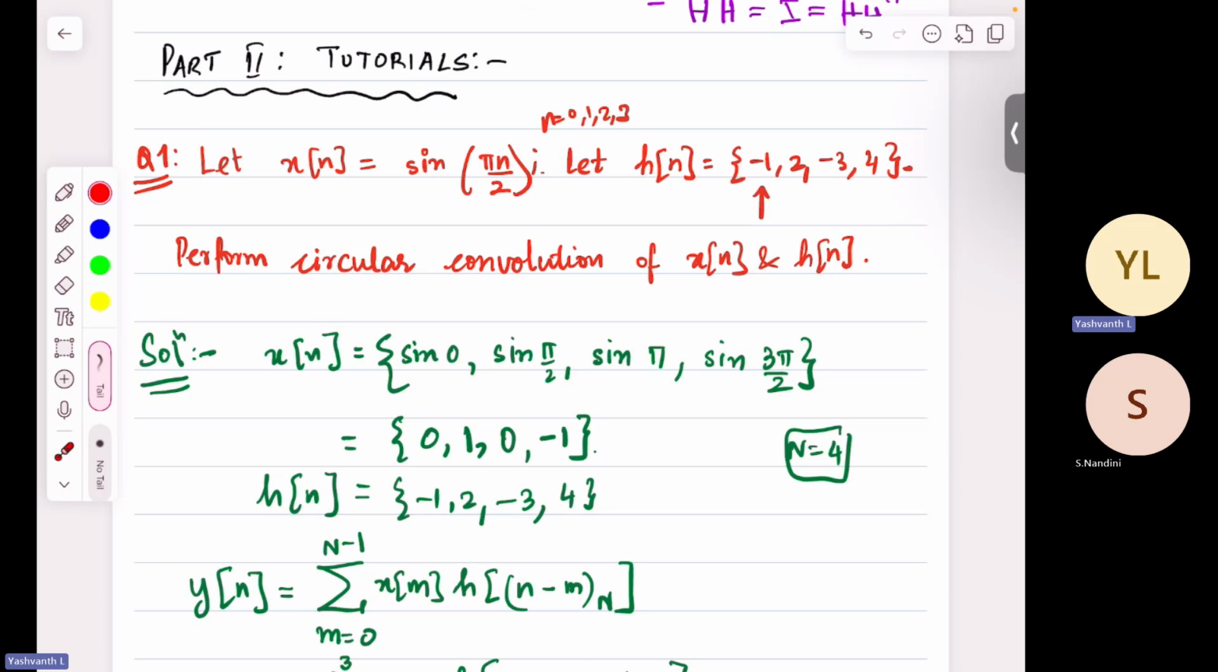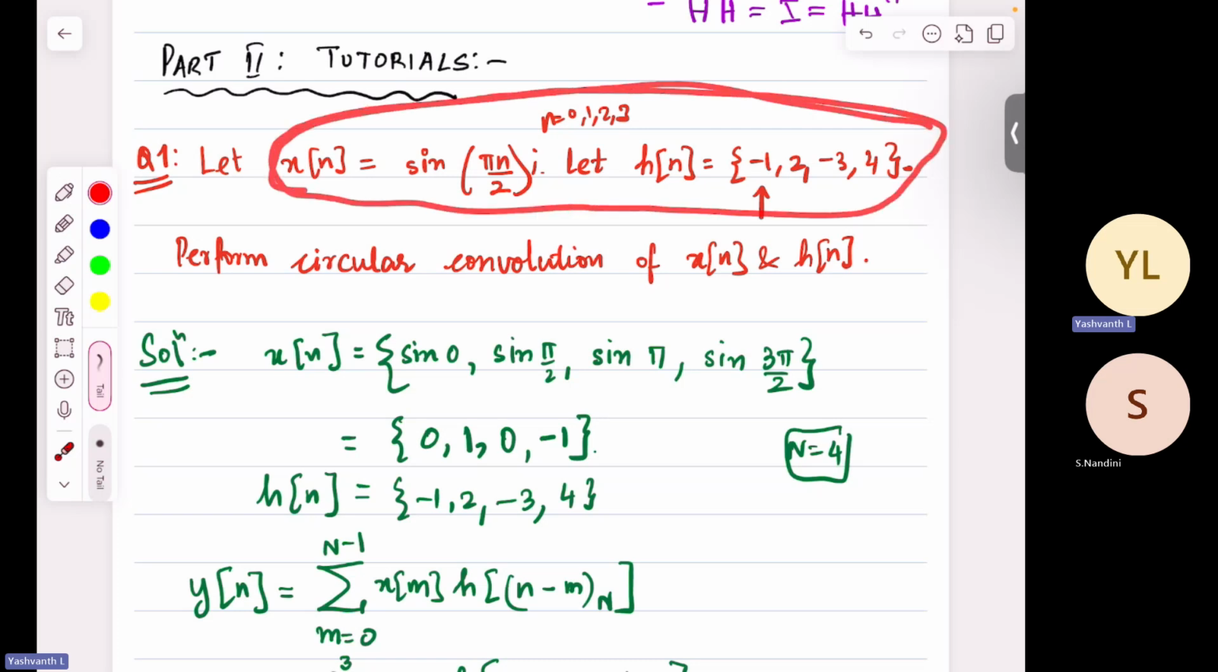The first question is, let's say x of n equals sine of n pi by 2 for n equal to 0, 1, 2, 3. You just take 4 samples. And h of n is minus 1, 2, minus 3, 4. You see that there is an arrow mark here that indicates minus 1 is h of 0. If I put an arrow mark, that corresponds to the 0th time index. 2 is h of 1, h of 2 is minus 3, and h of 3 is plus 4. That's basically your h of n.